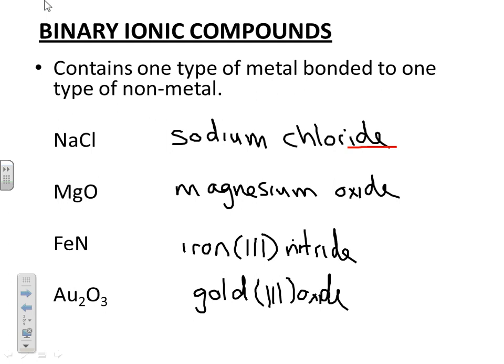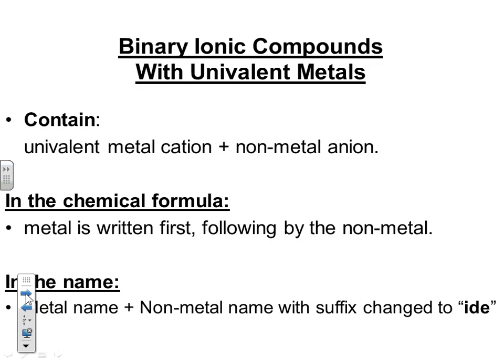So we either have them where there's just one possible charge, where I don't need to state what kind it is, or there's two possible charges and I need to state it. Okay, let's now go and just do the simplest ones. So we're going to do now binary ionic compounds with univalent metals.